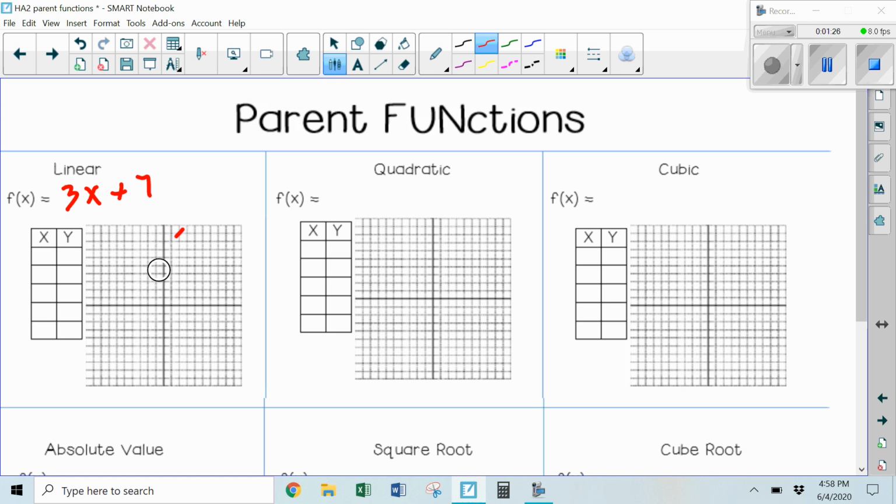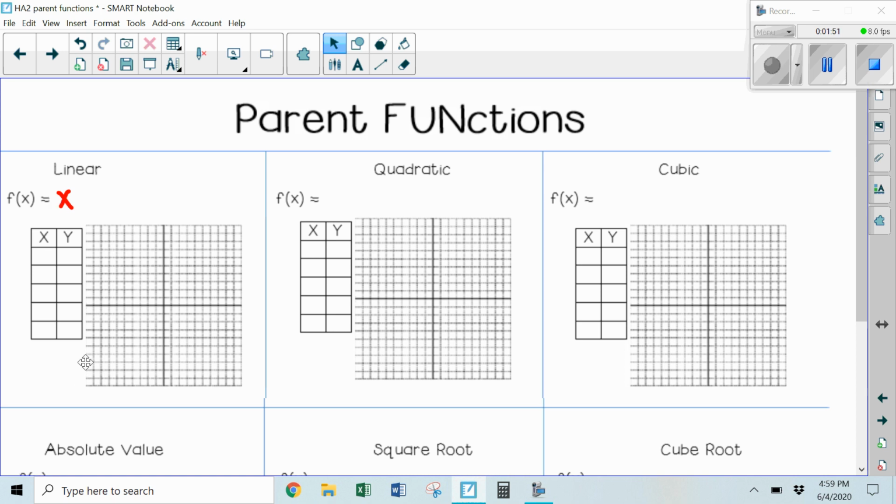The most basic function without any changes will have 0 for an intercept, which you're not going to see the 0, and it's going to have a slope of 1. That is what I would like you to write. y equals x, or in function notation, f of x equals x. This is the most basic parent function for a line.